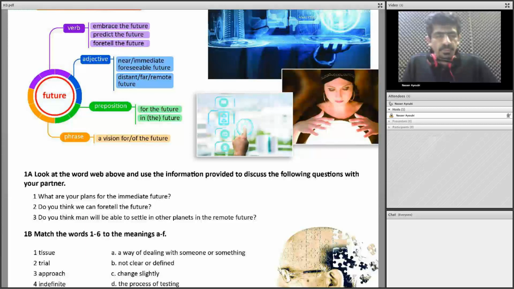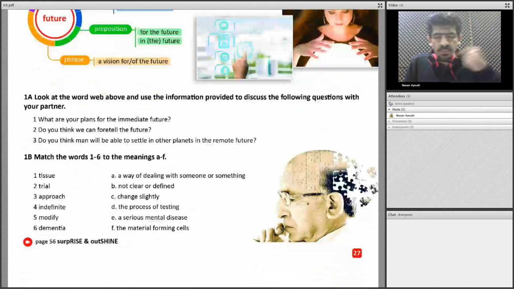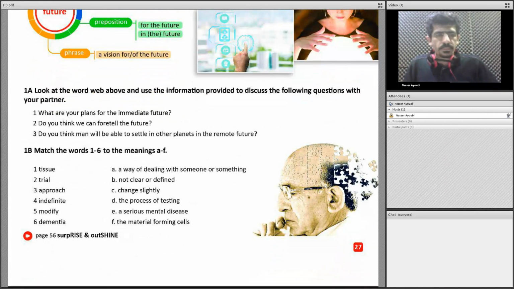And a phrase with future, a vision for the future, a vision of the future. For example, the president outlined his vision for the future. Good.